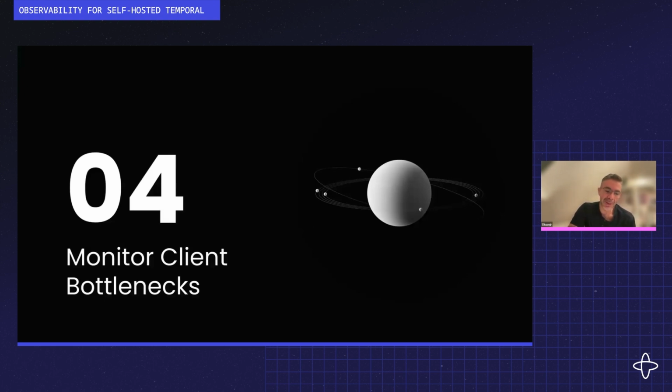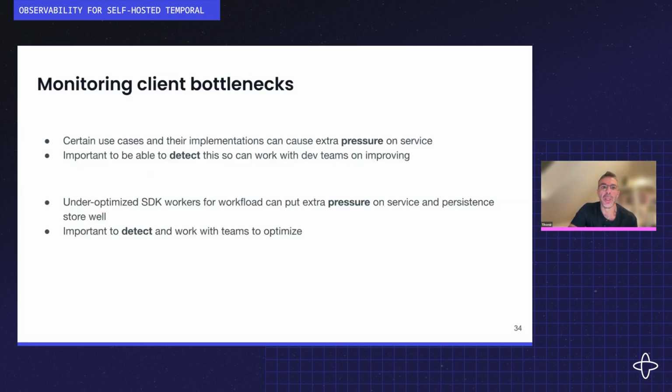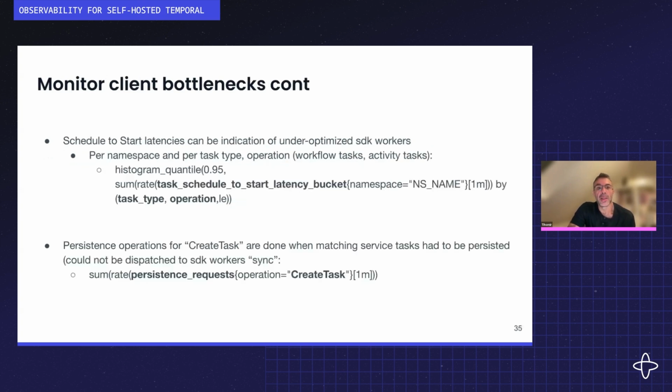So in this case, we're going to look at some of these types of bottlenecks on the client side that we can detect and then go back to our development teams and see if we can improve the situation overall. As mentioned, certain use cases in their implementation can put extra pressure on your Temporal service, so we are looking at detecting that. One of the things we want to look at first is schedule to start latencies.